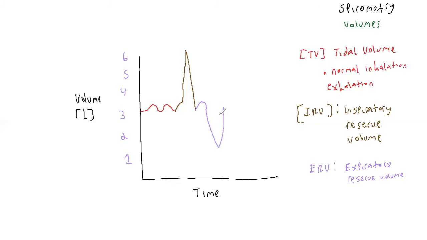This one is kind of uncomfortable to do, but you can try it out. So inhale normally, exhale normally, then exhale maximally. Then inhale normally. Yeah, I don't like this one. All right, so this is going to be called expiratory reserve volume. Now, you probably have noticed pretty fast that you cannot fully deflate your lungs.